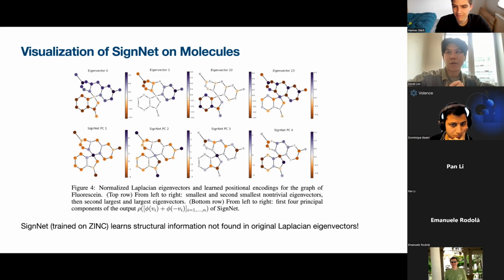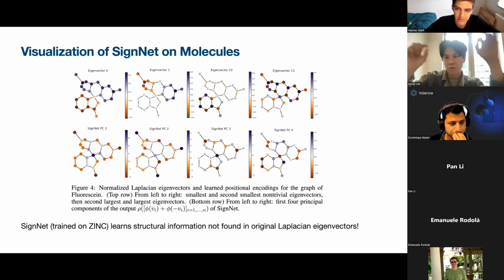And what we find is that when we take the output of SignNet, so the entire SignNet trained on ZINC, rho and phi and everything, and we put all eigenvectors through that, we take the first few principal components to see what SignNet thinks is important. And we find that SignNet learns really interesting structural information. If you look at this bottom row, for instance, the first two principal components capture these dangling oxygens on the side, and this third one is really interesting to me because it highlights the really congested nodes, as you see there, those carbons and stuff.